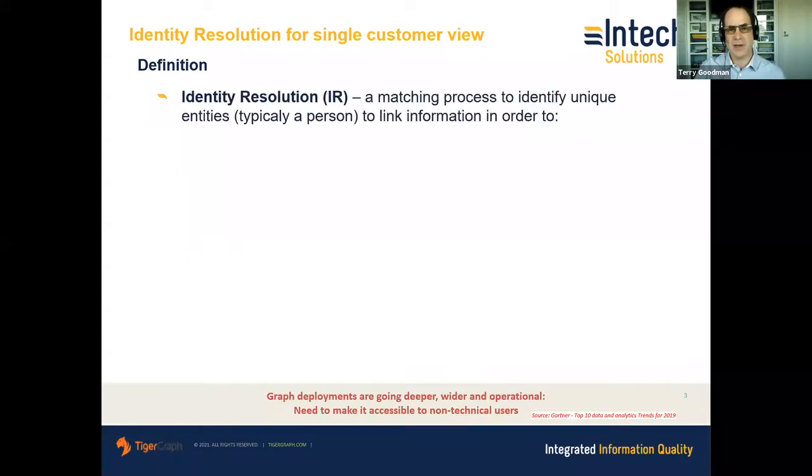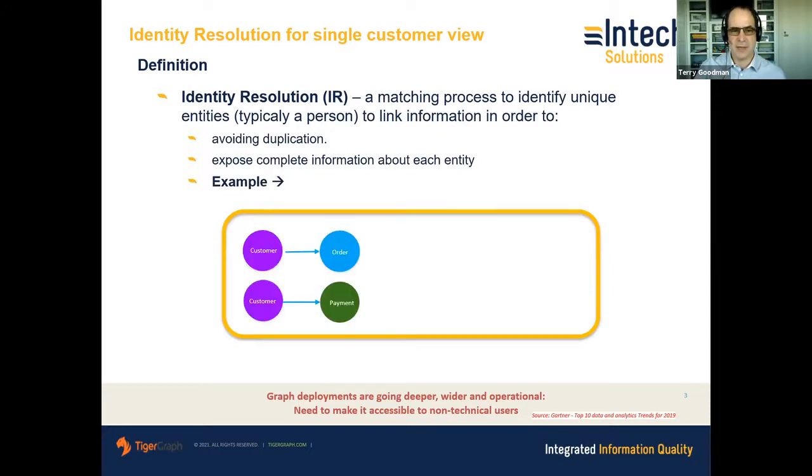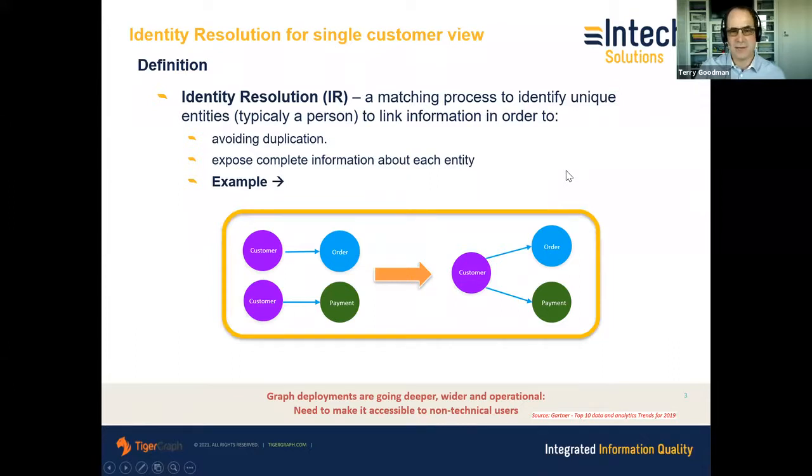So firstly, to define what I mean by identity resolution. In simple terms, identity resolution is actually a matching process to identify unique entities, typically person, to link information in order to avoid duplicates and to expose complete information about each entity. So, for example, in a simple scenario, you have a customer who places an order, and then later on you get another record of a customer making a payment. In that scenario, entity resolution is trying to identify that it's actually the same customer who made the payment for their order. So a simple example of where failure to recognize that it's the same customer could lead to problems, and the entity is hence resolved to a single customer. So that's fundamentally what I mean by entity resolution.